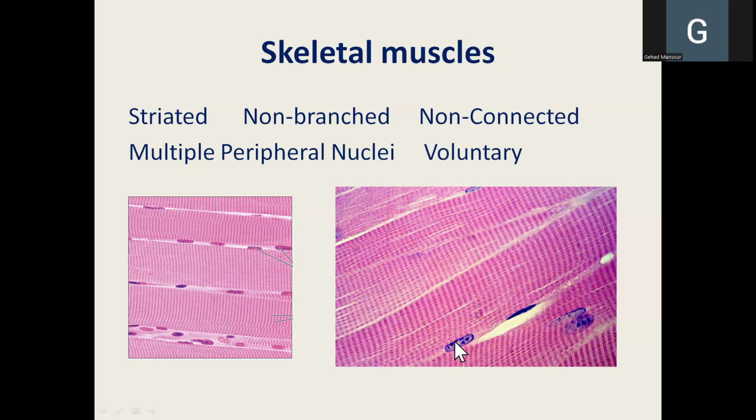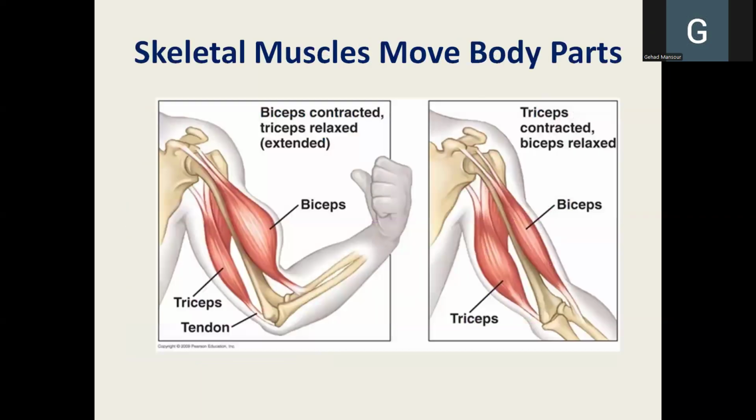If you're ever asked to justify the presence of multiple peripheral nuclei, it's because the skeletal muscle is a very active muscle, and the presence of multiple nuclei allows the metabolism of the muscle to be extremely rapid and powerful. Of course, the skeletal muscle fibers move body parts.